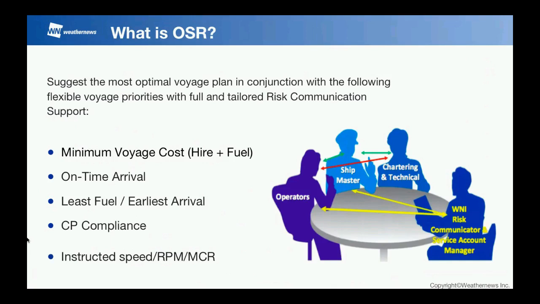So for example, maybe we do minimum voyage cost, where we look at offsetting the hire rates and the fuel rates. Or maybe we do on-time arrival when the vessel needs to be at port for a certain time. So for example, potentially we start the vessel on minimum voyage cost, and then you have a transit, say for Suez or Panama. We may switch to on-time arrival to ensure that she meets her transit time, and then after, switching back to minimum voyage cost.